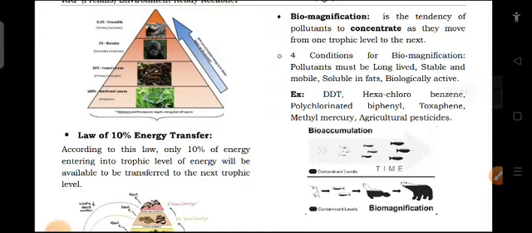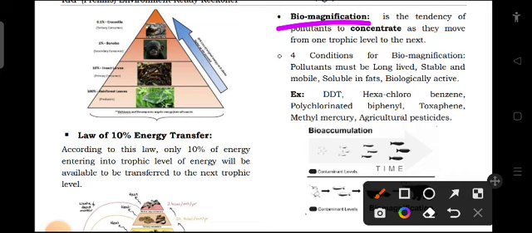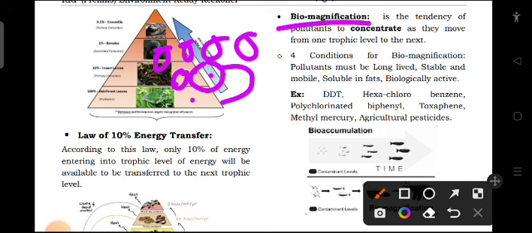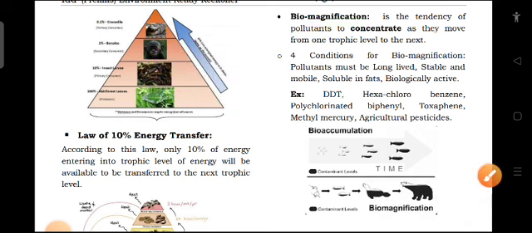So next concept is biomagnification. What is biomagnification? It is a tendency of pollutants to concentrate as they move from one trophic level to the next. For example, in this particular trophic level, we have only one contaminant. When it reaches the next one, it will increase to 2. Then, for example, we have 2 fish and we have 2 contaminants. It will further reproduce and give rise to 4 fish. All these 4 fish will contain the contaminant in the next trophic level. So it will keep on increasing, magnifying, which is called biomagnification.